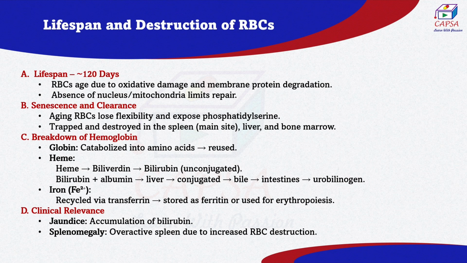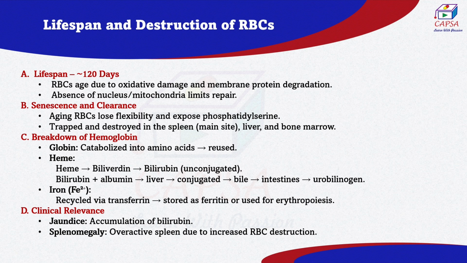Red blood cells have a finite lifespan, about 120 days. After this period, they begin to wear out due to constant oxidative stress and damage to their membrane proteins. Since they do not have a nucleus or mitochondria, they cannot repair themselves. As RBCs age, they lose flexibility and start showing markers of senescence, like exposed phosphatidylserine, which acts as a signal for their removal. These aged cells are mostly destroyed in the spleen, but the liver and bone marrow also contribute to this process. The spleen plays a major role.